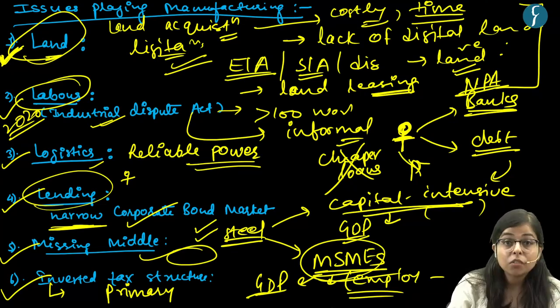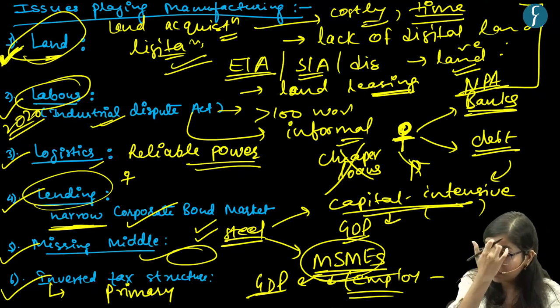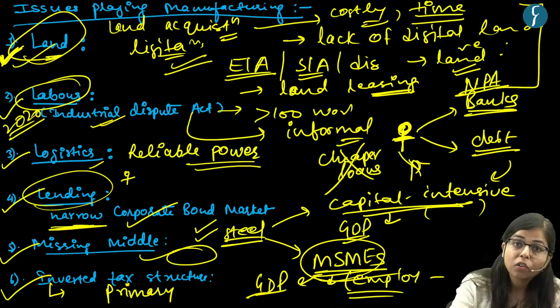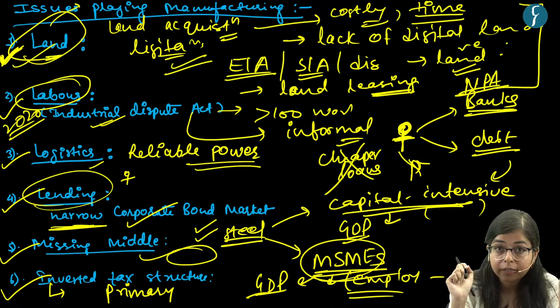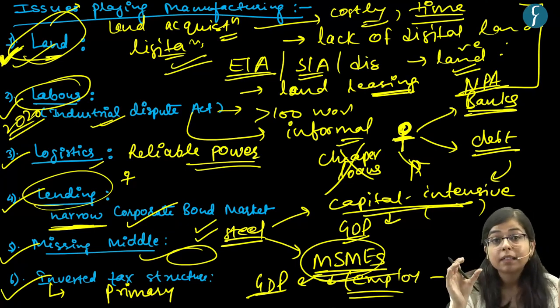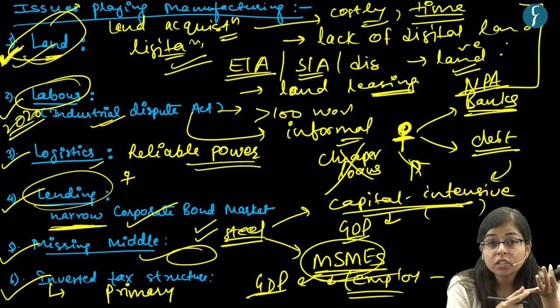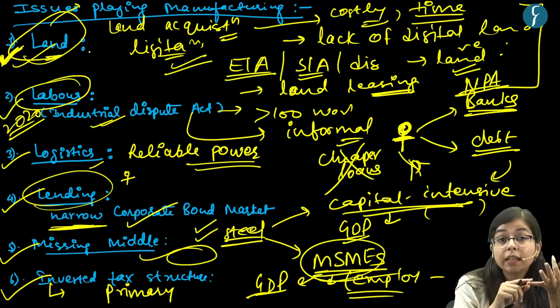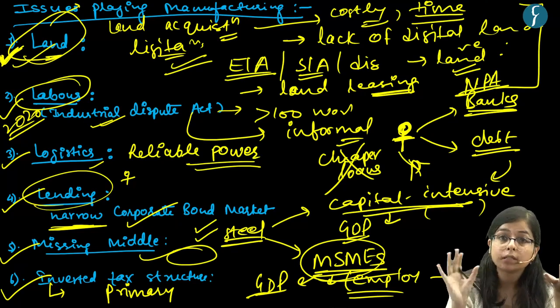Now let's see the solutions. The solutions also lie near the problems. The first thing is regarding the land issue, that regarding the land acquisition cost and time taken, there should be digitalization of land records in the country, right? And steps like the Swamitva scheme and other schemes are being taken by the government in this regard. So by digitalization of land records, there would be less room for litigations, right? And there should be enough development of land leasing models in the country.